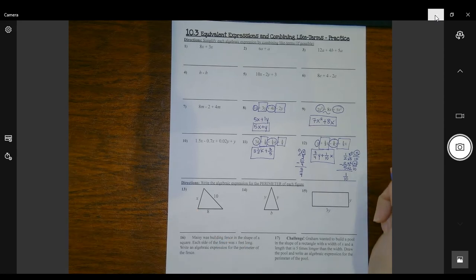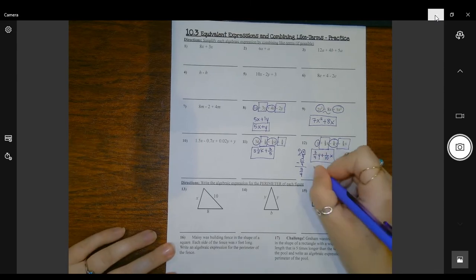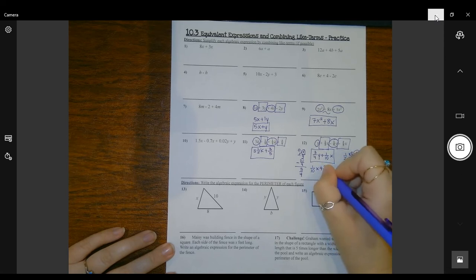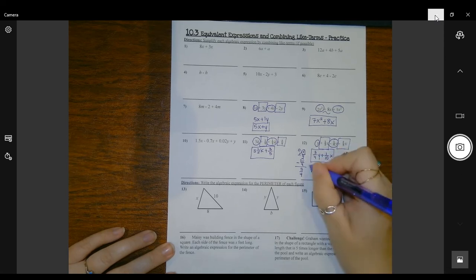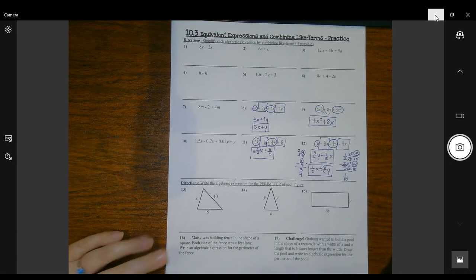Okay. Now technically that is correct. I just don't like the way it's written, because the proper way to write it is the term with the x first and then the one with the y. That's the more proper way to write it. But yeah, that one's still right.